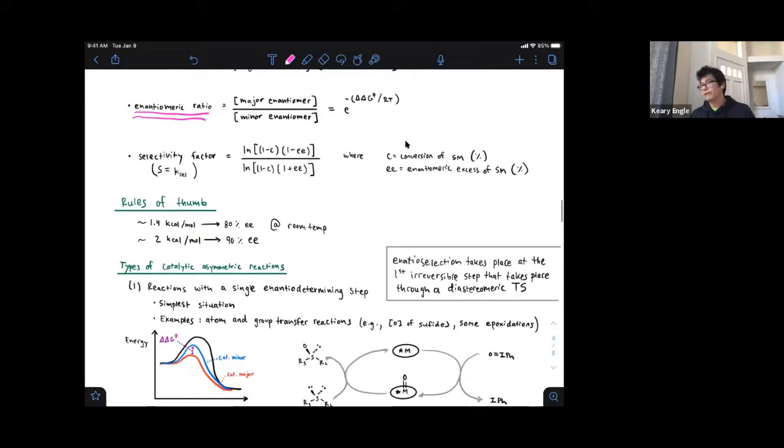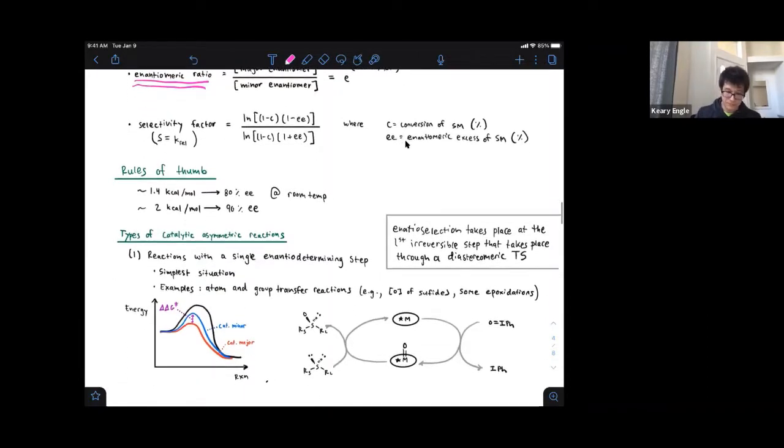And then selectivity factor. This is just a descriptor that's used for kinetic resolutions, and it's defined as drawn here. I won't go through the details of that. I think it's the kind of thing if you need to calculate S for a project you're doing, you'll get familiar with it when you need it.